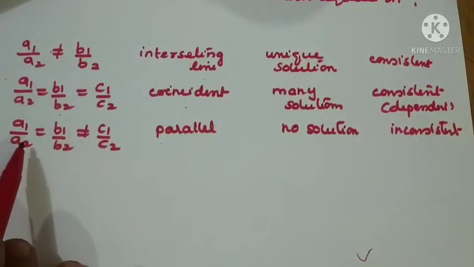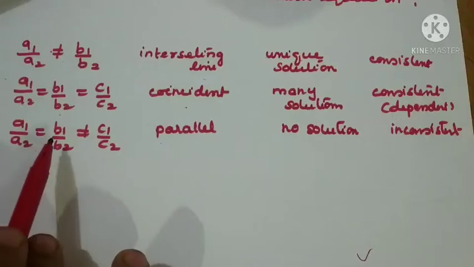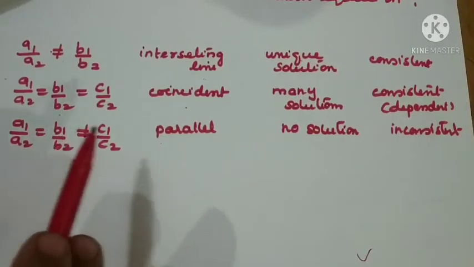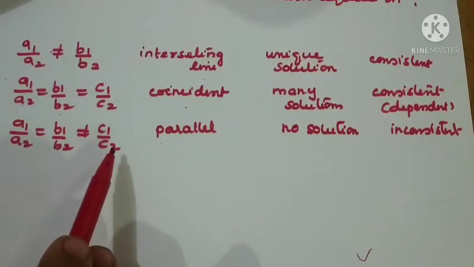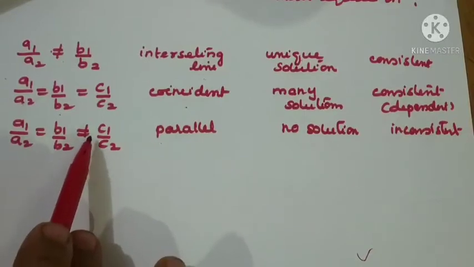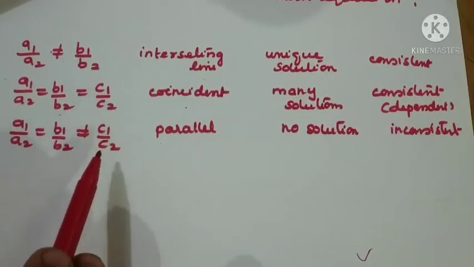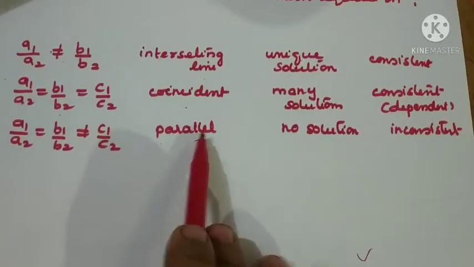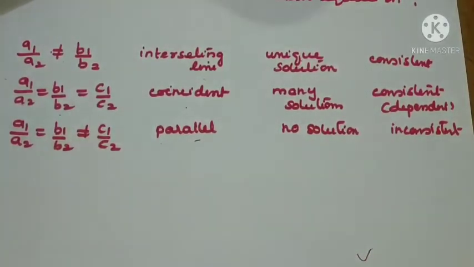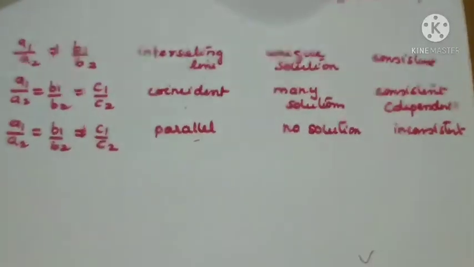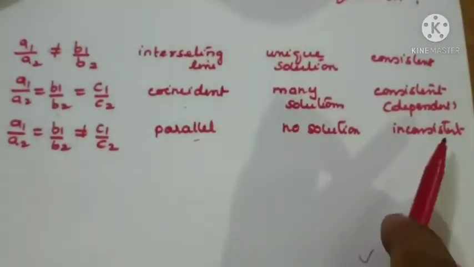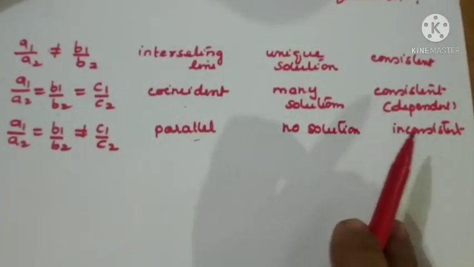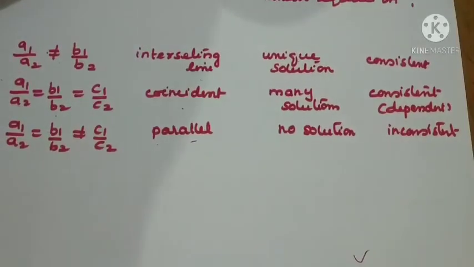Now what is the third case? a1 by a2 equal to b1 by b2. Then what must be done? The third ratio is to be checked. Here the first ratios are equal, so naturally the third is unequal only. So the lines are parallel. How many solutions are possible? No solutions are possible. Again, the pair of lines is called inconsistent.